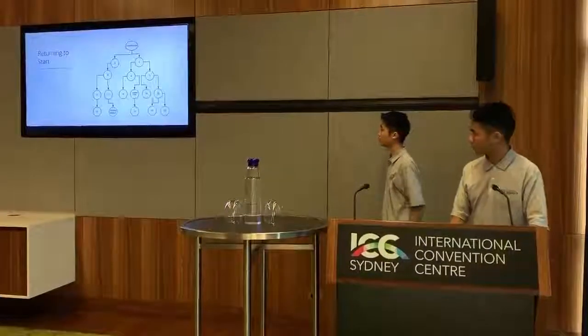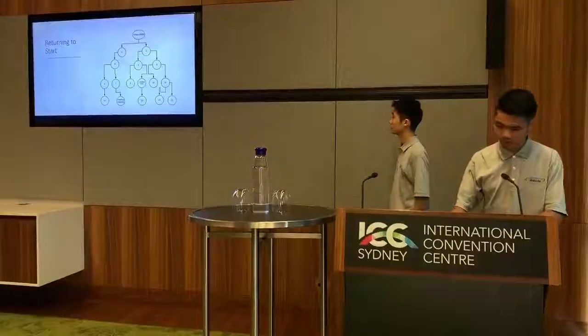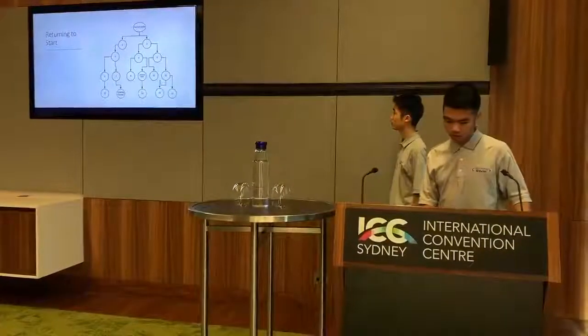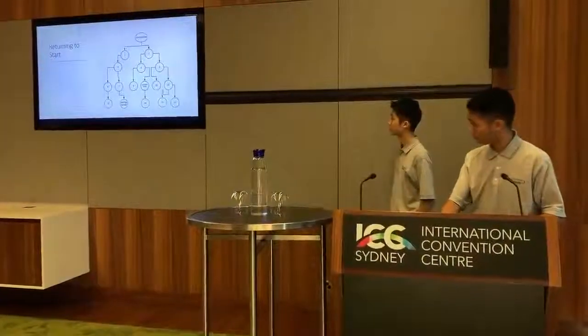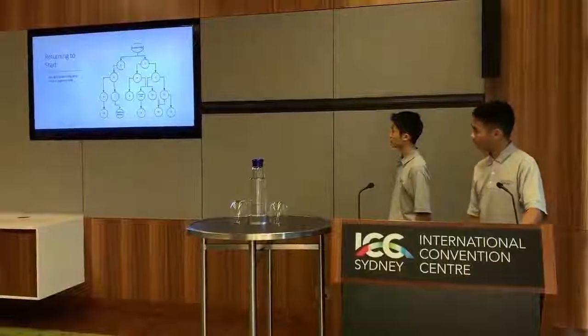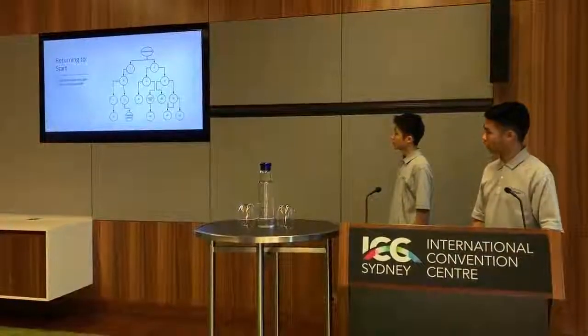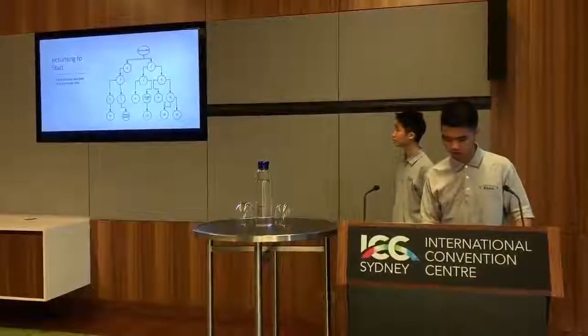Finally, we have to return to the start. And to return to the start, we look back at our breadth first search again. As you can see, we are at our current node at the very top, and you want to get to the starting section. There are a few things that are different from our regular breadth first search. Firstly, you don't want to go to any unvisited nodes. You want to return to the starting section and the starting section only.